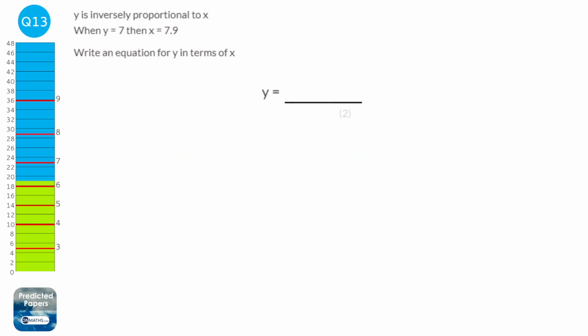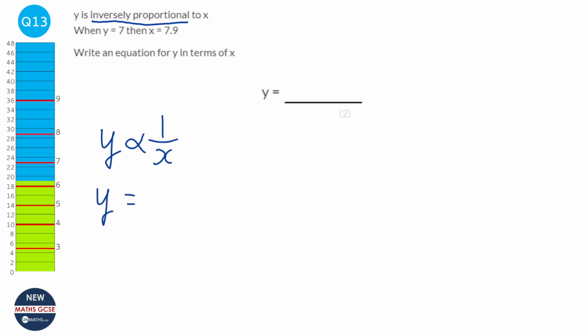When it's said that y is inversely proportional to x, it means that y changes as 1 over x changes. And to write this in an equation, all we do is we just write y equals k over x. Now k is something we need to find.